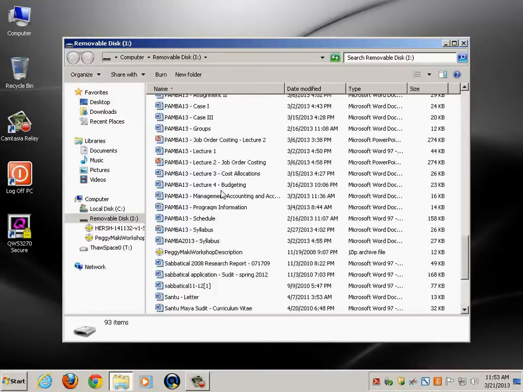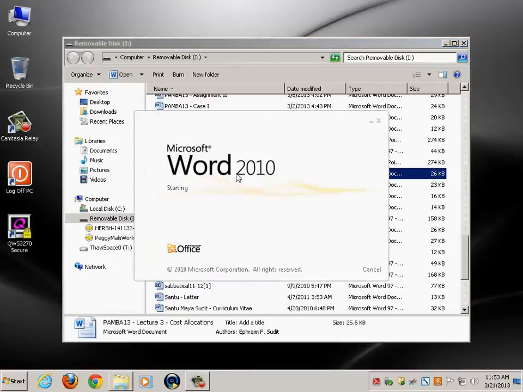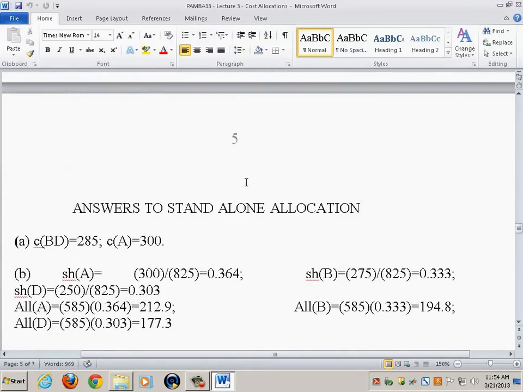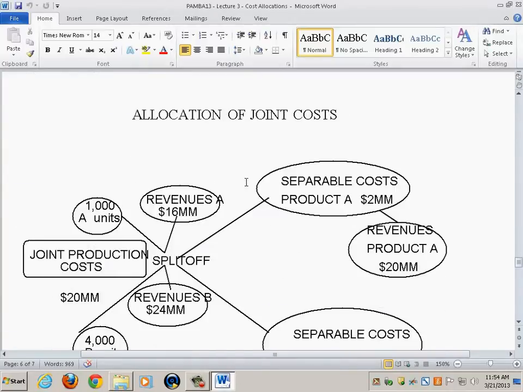Okay, lecture 3, cost allocations. Let's talk now about joint costs. Allocation of joint costs. Now, joint costs happen very often in production of goods or rendering of services. Joint costs are costs of using common resources or joint resources to produce more than one product or render more than one service, either because the nature of the production process requires it or because it's more cost efficient to do so.